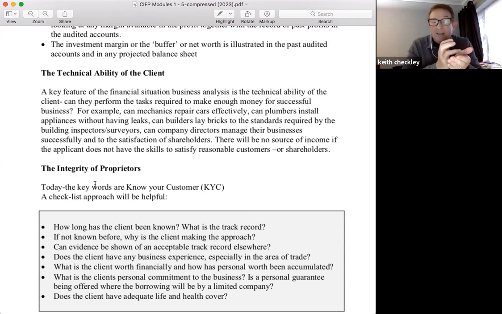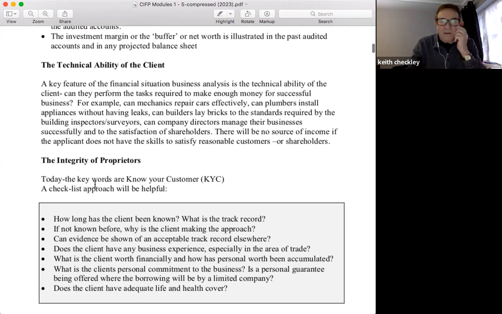Can builders lay bricks to the standards required by the inspectors, surveyors? And then what about the directors? If it's a small company, can the directors manage the business successfully and to the satisfaction of the shareholders? There may be some more shareholders than just the persons who started off the business. So there'll be no source of income if the applicant does not have the skills to satisfy reasonable customers or shareholders. So that's just some thoughts taking us on the non-financial side.